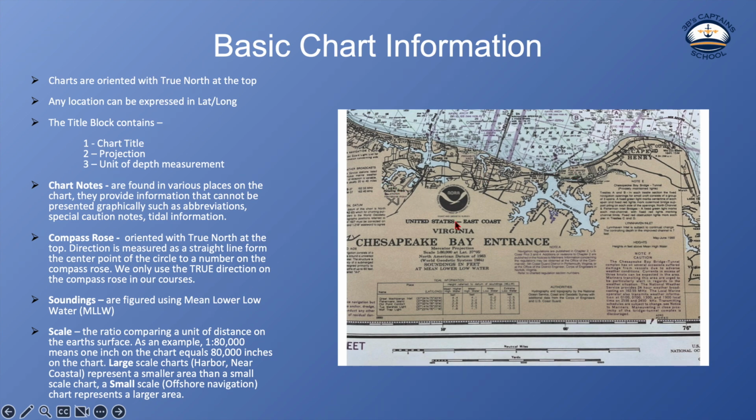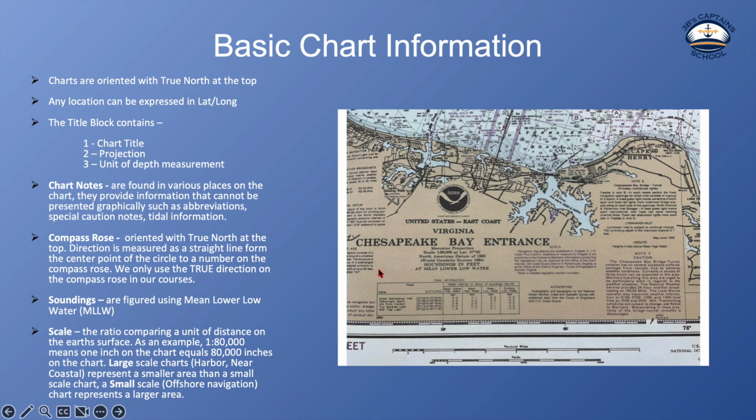Any location can be expressed in lat and long. On this chart excerpt, you can only see the longitude scale down here at the bottom where my cursor's at, but on each side of the chart are the latitude scales. So you can find your latitude number and your longitude number, and where those two meet on the chart will give you your position expressed in latitude and longitude.